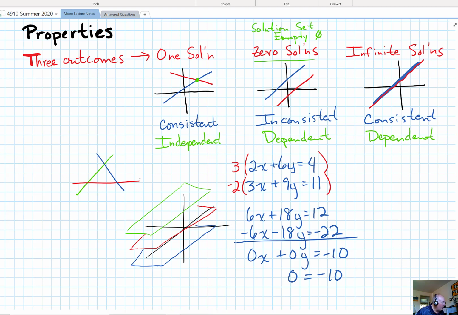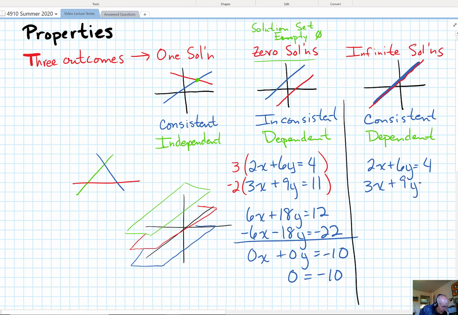How about an infinite number of solutions? So let's take this system, 2x plus 6y equals 4, 3x plus 9y equals 6. And again, we're safe to just proceed with elimination. Say we want to eliminate the x's again. And that leads us to 6x plus 18y equals 12, and negative 6x minus 18y equals negative 12. Bells start ringing at this point.